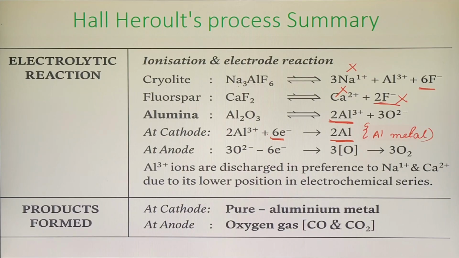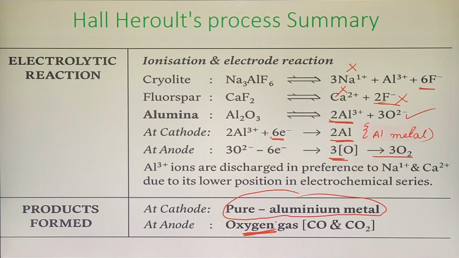So, I will have 3O2 minus coming at my anode. We know if it is a minus here, put a minus here. 3 into 2 is 6 electrons and I will get 3O. 3O is very, very unstable, so it will immediately combine with another oxygen atom to give me 3O2. Just write this much, 3O, because it's unstable, it will give me 3O2. So, please remember the products. At my cathode, I have my pure aluminium that is getting liberated, and at my anode, I have oxygen gas that is getting liberated.